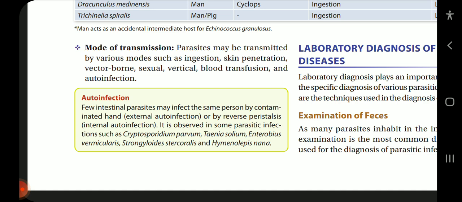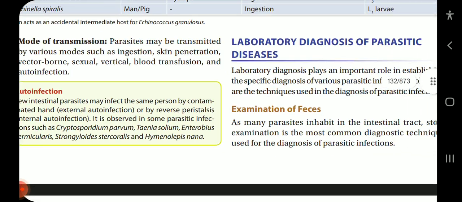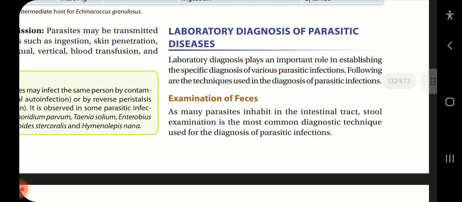It is observed in some parasitic infections such as Cryptosporidium parvum, Taenia solium, Enterobius vermicularis, Strongyloides stercoralis, and Hymenolepis nana. Now, coming on to lab diagnosis of parasitic diseases. Lab diagnosis plays an important role in establishing the specific diagnosis of various parasitic infections. Following are the techniques used in the diagnosis of parasitic infections.